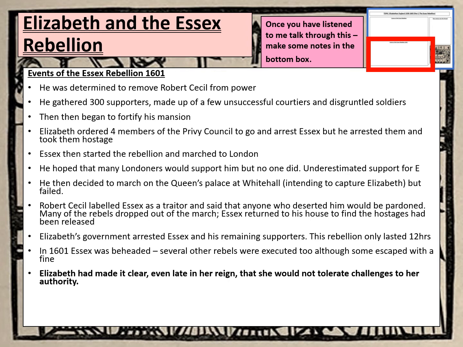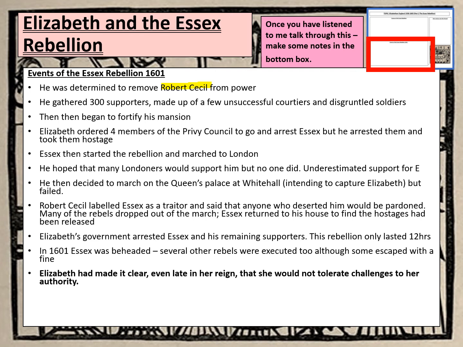We're now on the bottom box on the sheet and we're looking at the events. Well, we know that he wanted to remove Robert Cecil. So Robert Cecil has become even more powerful whilst Essex has been away in Ireland. So what he did, remember, he's under house arrest. He's lost his status. He's lost his monopoly.